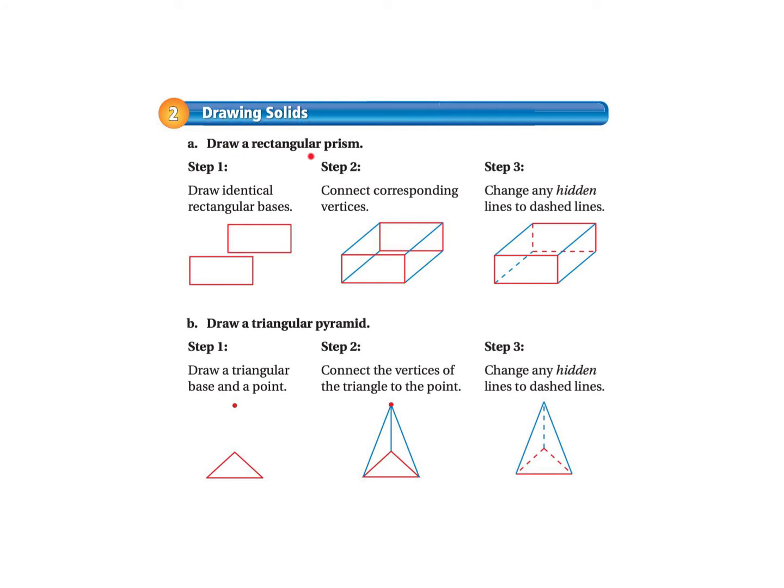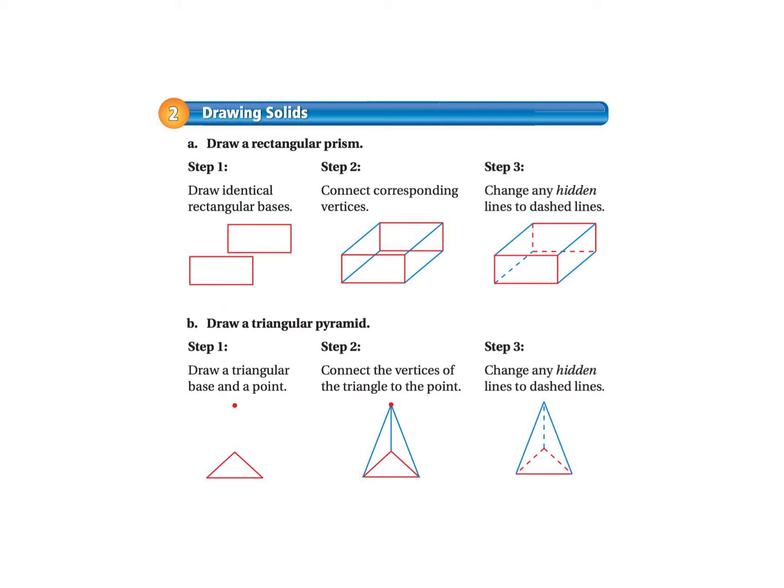So it says draw a rectangular prism. So you would draw identical rectangular bases, and then you would connect the corresponding vertices with those blue lines. And then you would change any hidden lines to dashed lines. So if you notice on this one, you can actually see they're all solid lines, but ones that you couldn't see if you were looking at the shape, like if a box is just sitting there, you can't see the back edge of it. So you draw it as a dotted line.